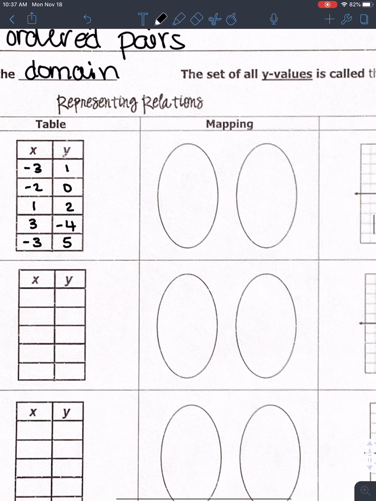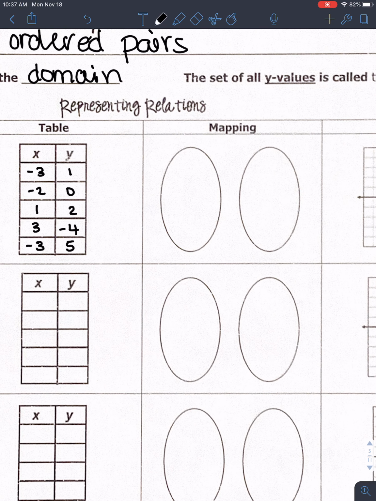There's also this thing called a mapping. So let's say these are my x's over here, and these are my y's. So we're going to still have -3, -2, 1, and 3. I'm not going to write -3 twice this time, though. And then I have my y values. So I have 1, 0, 2. Well, hang on, let's do this differently. Let's write them from smallest to largest. So I have -4, 0, 1, 2, and 5.